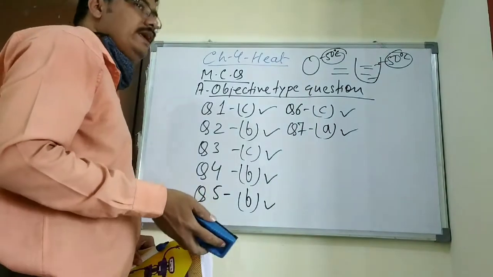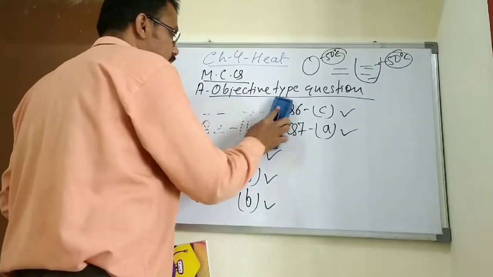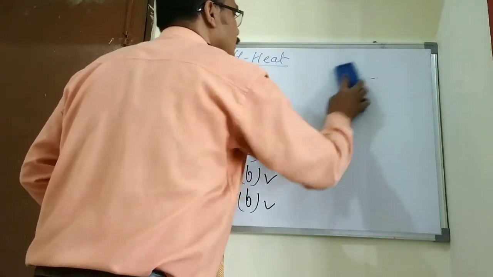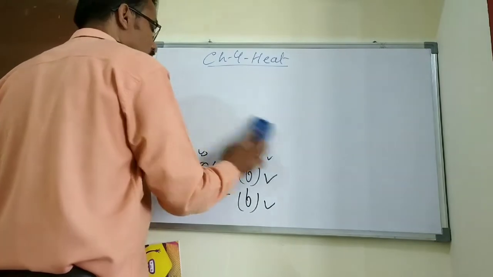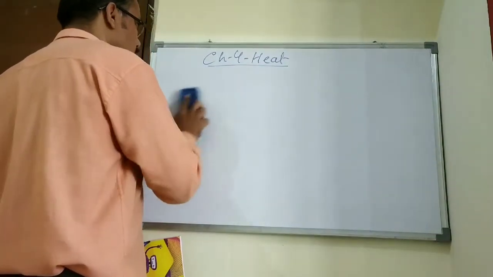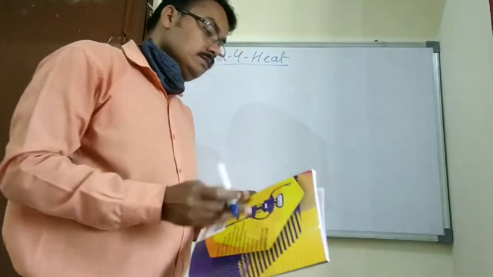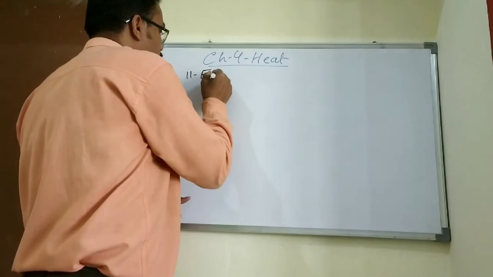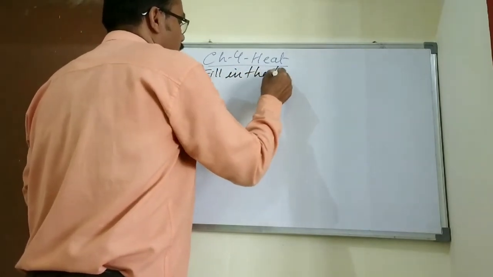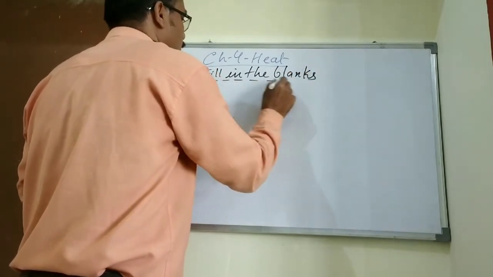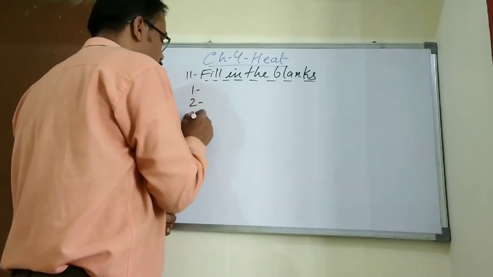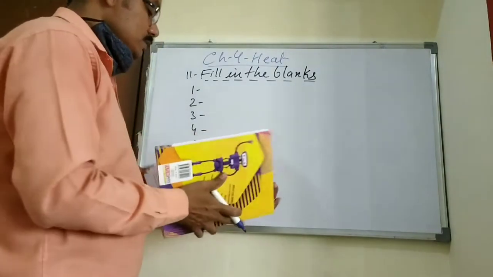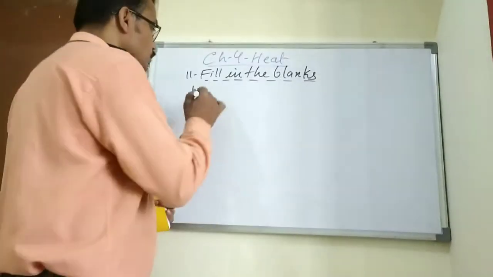Now student, I am going to explain the fill in the blanks. Student, fill in the blanks. Number 1, number 2, number 3, number 4, number 5 and number 6. 6 questions are there. The first question has got two blanks.